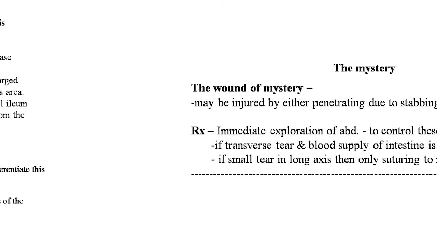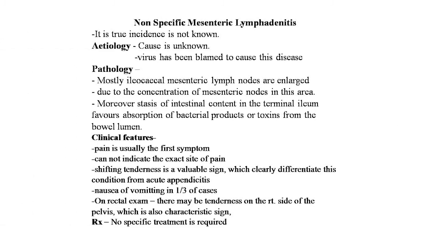Now the next point is non-specific mesenteric lymphadenitis. This condition is one of the common causes of acute abdominal pain in children. Its true incidence is not known. Etiology: the cause is unknown. Virus has been blamed. In the pathology, mostly ileocecal mesenteric lymph nodes are enlarged due to the concentration of mesenteric nodes in this area. Moreover, stasis of intestinal content in the terminal ileum favors absorption of bacterial products or toxins from the bowel lumen.